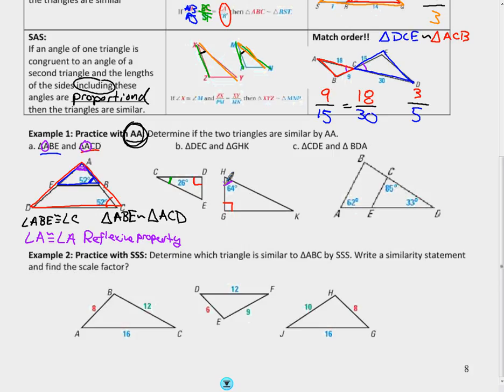Add 64 plus 90 and then subtract that from 180. Maddie wants to take 64 plus 90 and subtract that from 180. Or the 2 acute angles in a right triangle always have to add up to 90. So I can take away 64 from 90. And when I do that, what do I end up with? 26? Yep, 26 degrees. When I take away 26 from 90, I end up with 64 degrees.